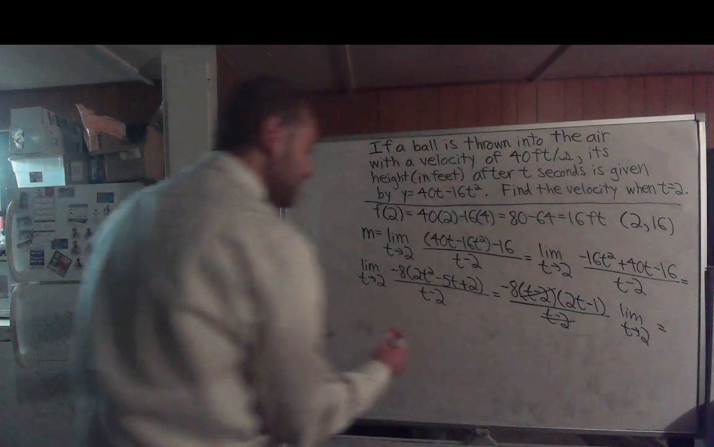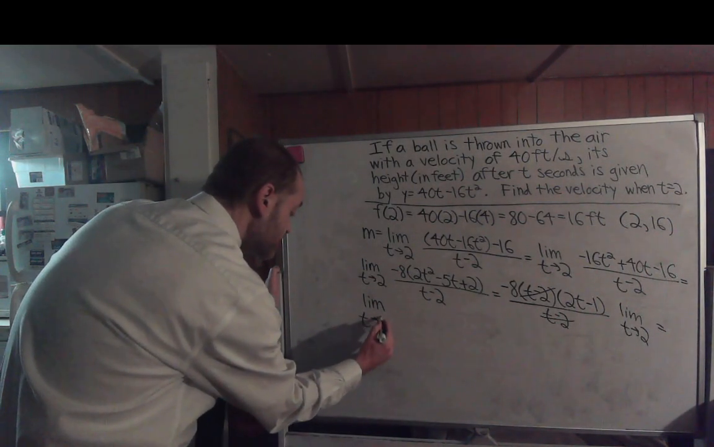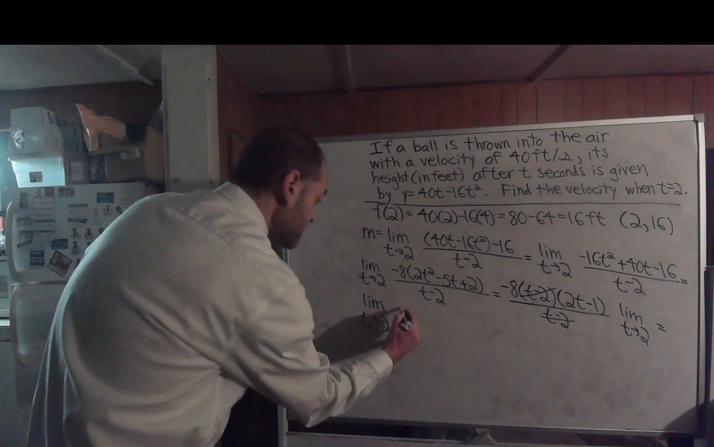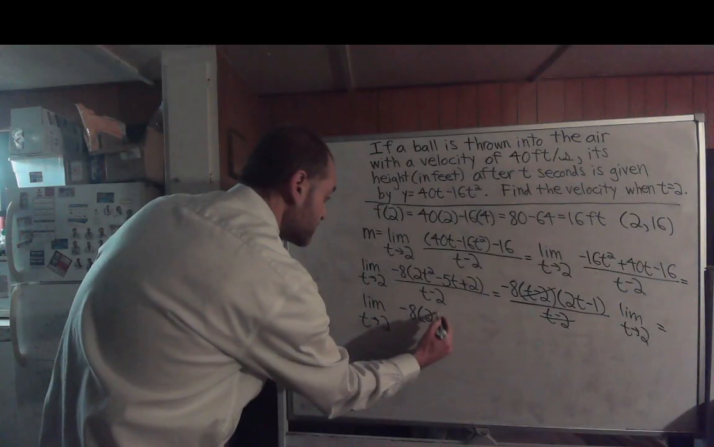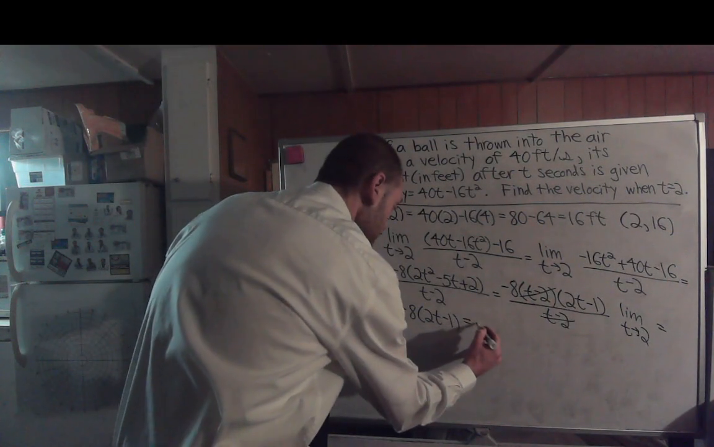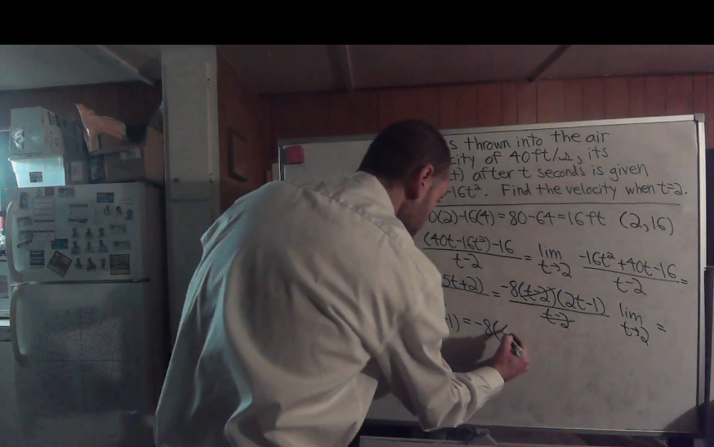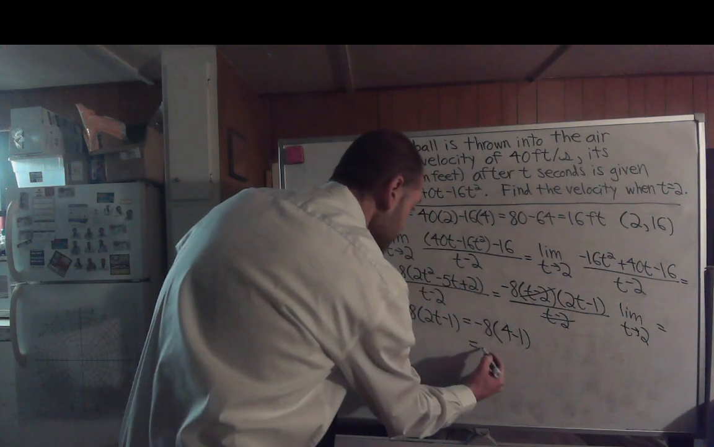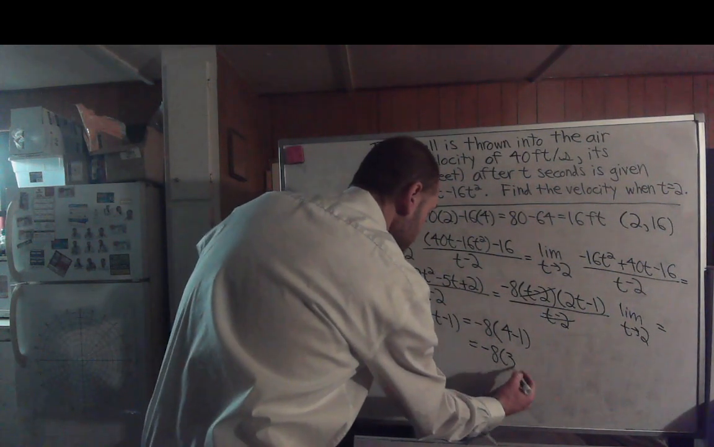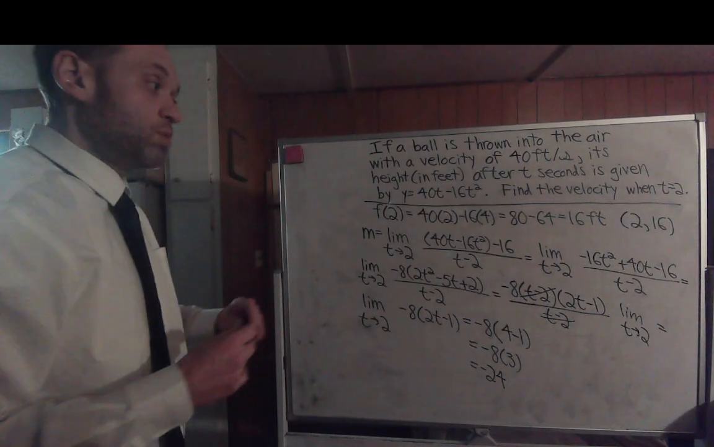Well, your t minus 2's cancel out, so here's what you're going to be left with. You'll have the limit as t approaches 2 of negative 8 times the quantity of 2t minus 1. Now we can do direct substitution. You end up getting negative 8 times, well, 2 times 2 is 4, so that'd be 4 minus 1. That would end up being negative 8 times 3, which would be negative 24. That negative 24 really is going to be feet per second.